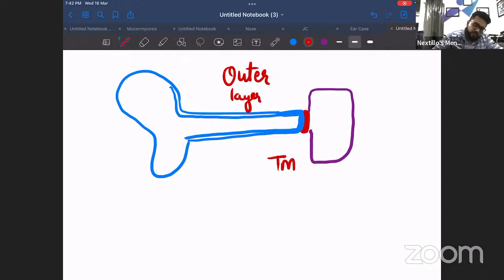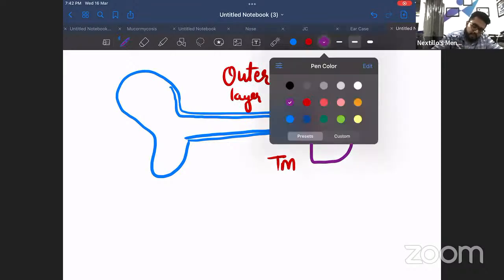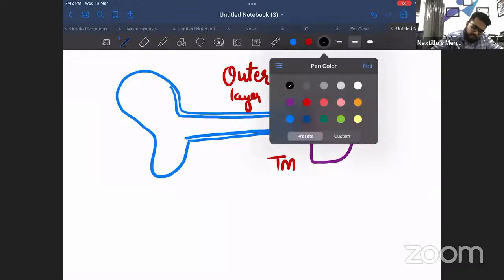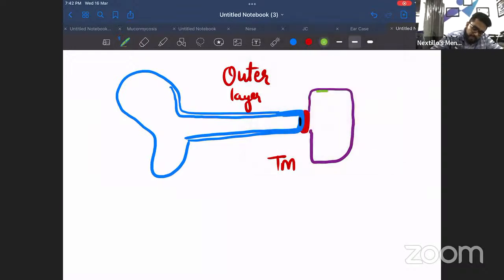So this blue layer which we have made is nothing but one of the layers. This is the first, or outermost, layer of the tympanic membrane. Similarly, as we have made it outside, here inside, the middle ear is covered with mucosa, and this mucosa goes and covers the tympanic membrane as well. So the innermost layer of the tympanic membrane, this third one, is nothing but a continuation of the middle ear mucosa.